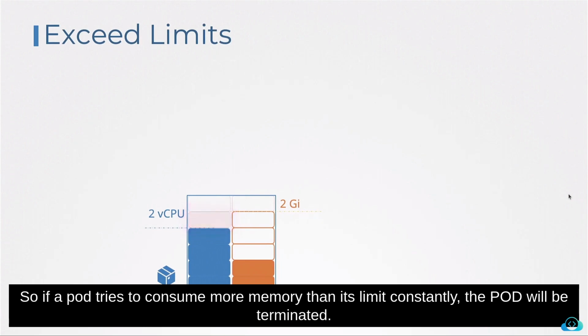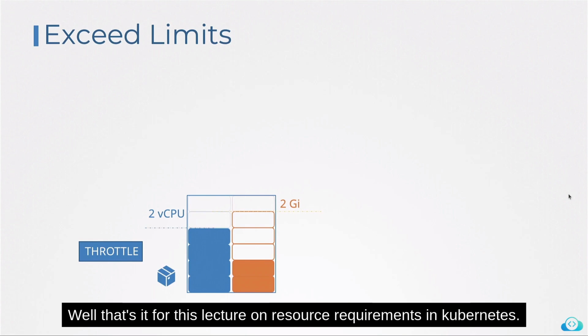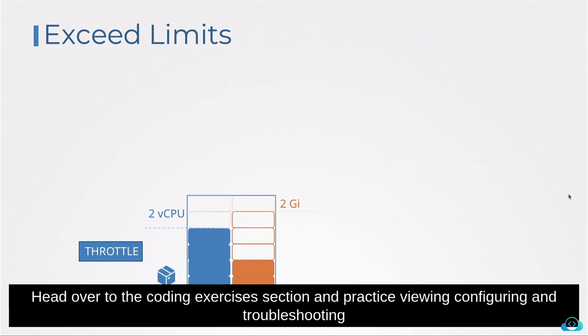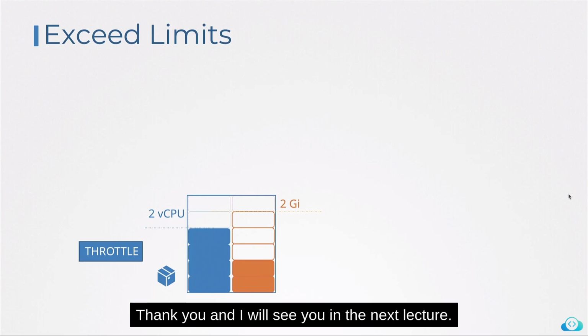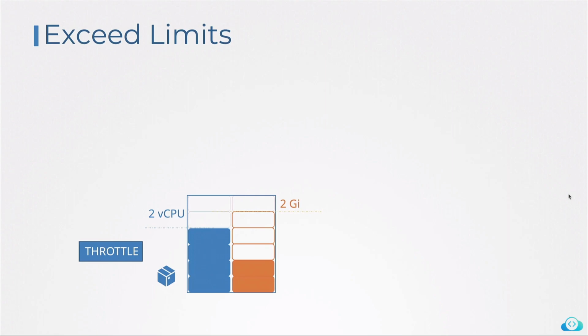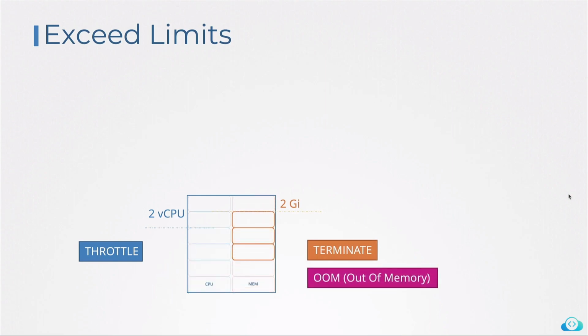So what happens when a pod tries to exceed resources beyond its specified limit? In case of the CPU, the system throttles the CPU so that it does not go beyond the specified limit. A container cannot use more CPU resources than its limit. However, this is not the case with memory. A container can use more memory resources than its limit. So if a pod tries to consume more memory than its limit constantly, the pod will be terminated, and you'll see that the pod terminated with an OOM error in the logs or in the output of the describe command when you run it.